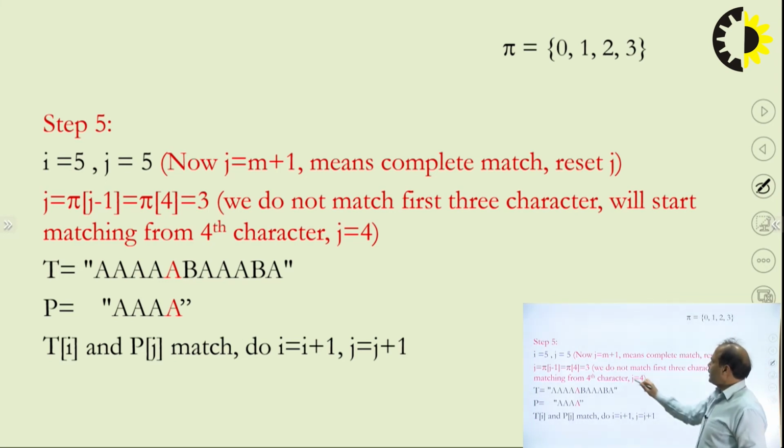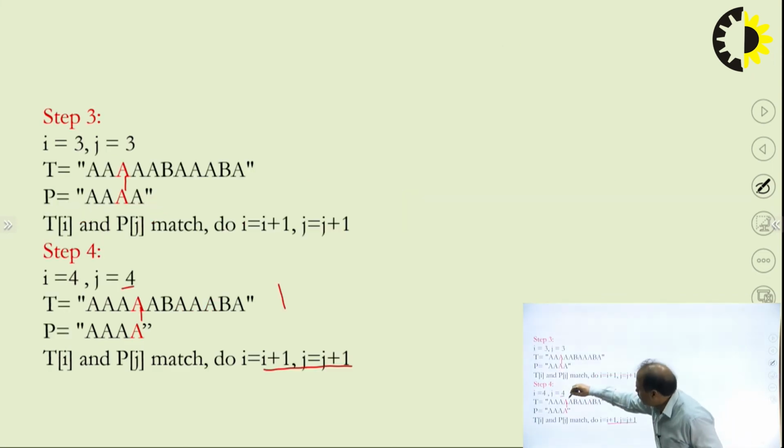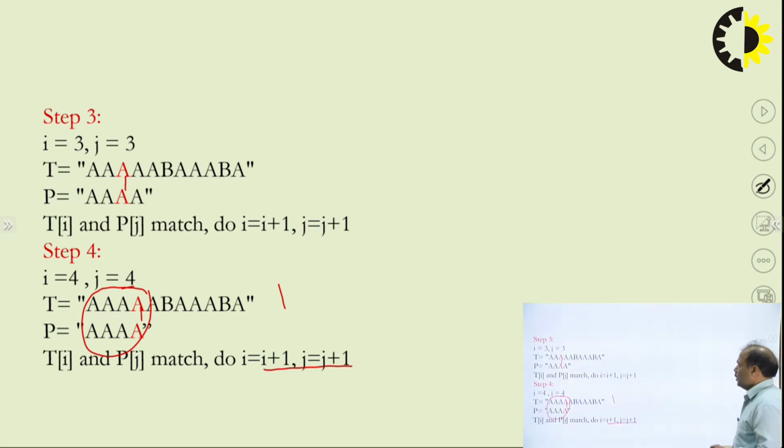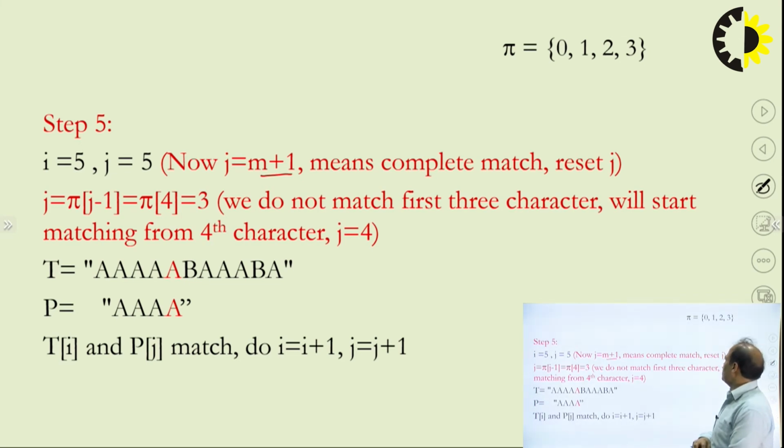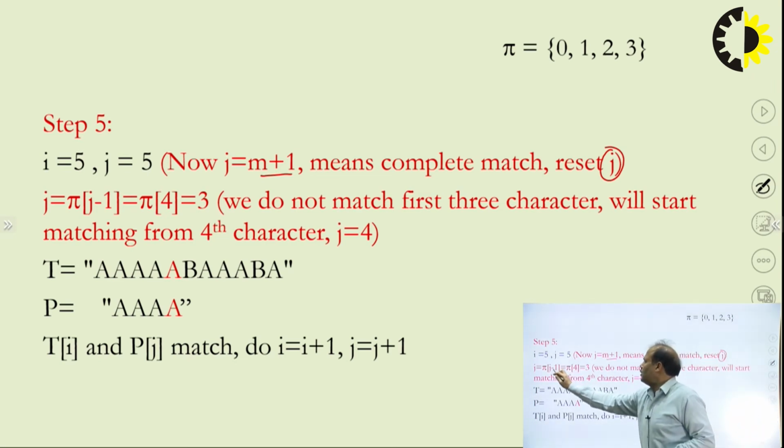Now any time J becomes m plus 1, if you remember, there was a complete match here, and the pattern length is 4. So any time J is equal to m plus 1, that means pattern length plus 1, this means there is a complete match. We have to reset J, right? So how to reset J? That is the typical thing here. J will be pi of J minus 1. So what is J? J is 5, pi of 4, 5 minus 1 becomes 4.